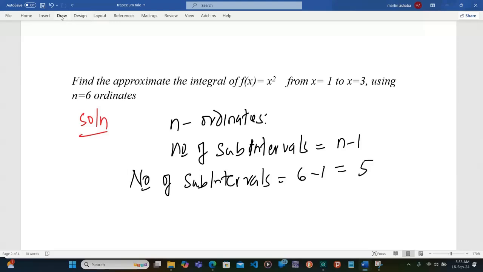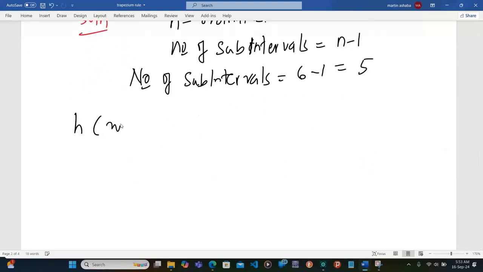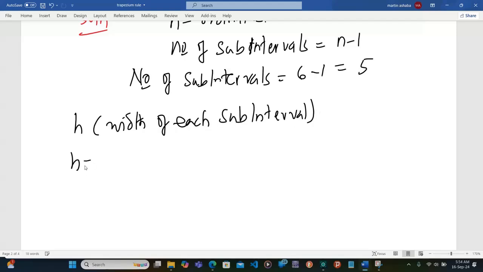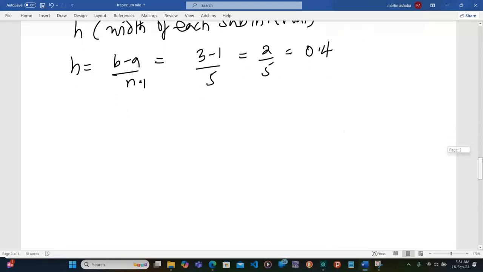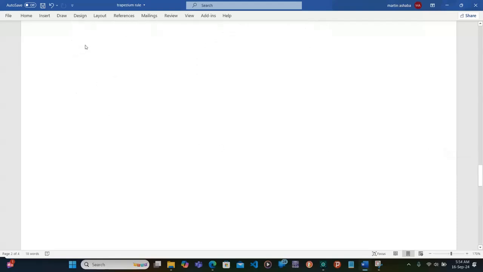So if it gives us 5 sub-intervals, what is h? h, which is the width of each sub-interval, is always b minus a out of n, so out of n minus 1 if we are talking about sub-intervals. So this is going to be 3 minus 1 out of 5, and this is 2 out of 5, which is 0.4. So I've gotten our width of each sub-interval as 0.4, and it's time to do the calculation.